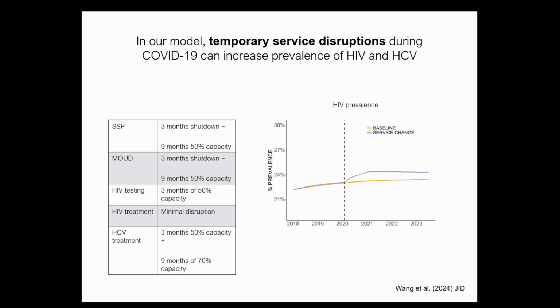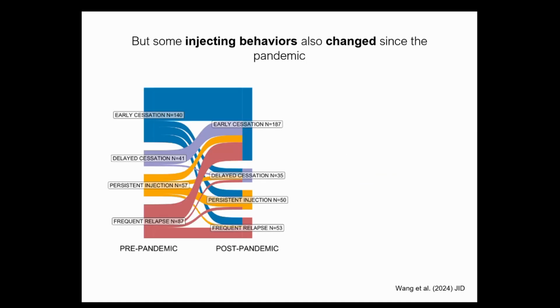This is just one, showing HIV prevalence, where orange is the baseline, and the purple line is when you had a service change. Like a lot of those other modeling results, we did see a similar thing: if you close a bunch of services, pretty obvious, you don't really need our level of modeling to be able to do this, HIV and hepatitis C would also go up.